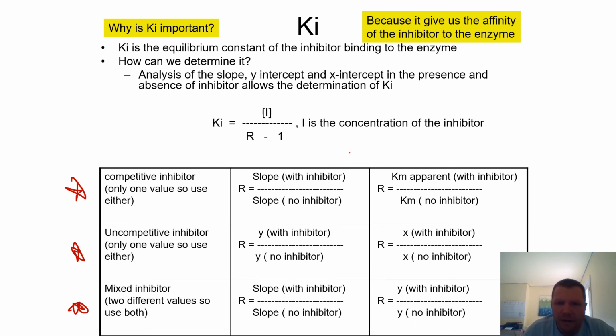Then finally, if you believe it to be a mixed inhibitor, you are going to take your R value of your slope with your inhibitor divided by slope with no inhibitor, and set that equal to, or you can use, y-intercept with your inhibitor divided by y-intercept without the inhibitor. And we'll do some practice problems related to this and actually come up with what is the Ki. But that's all I got for this.